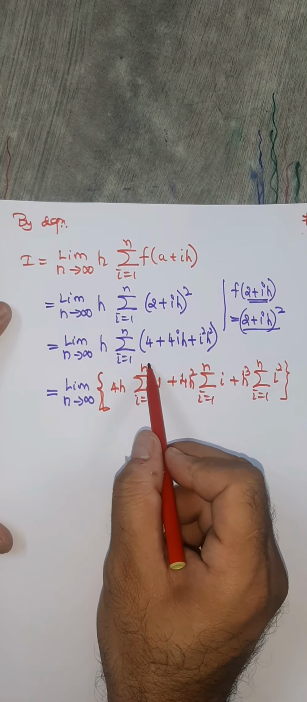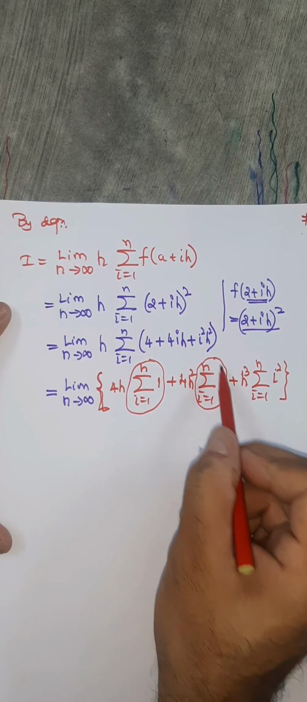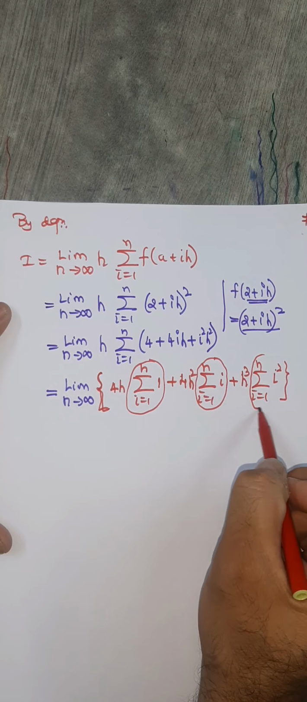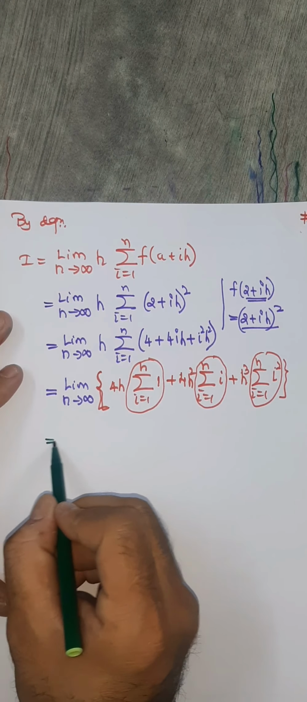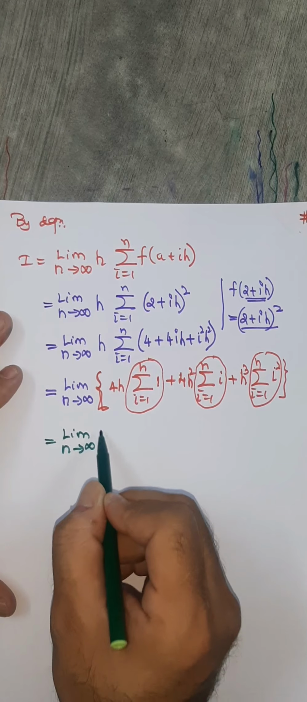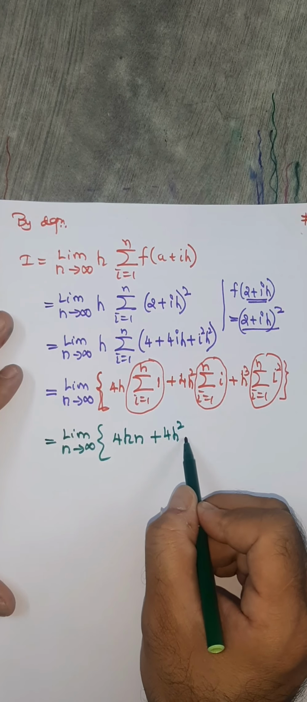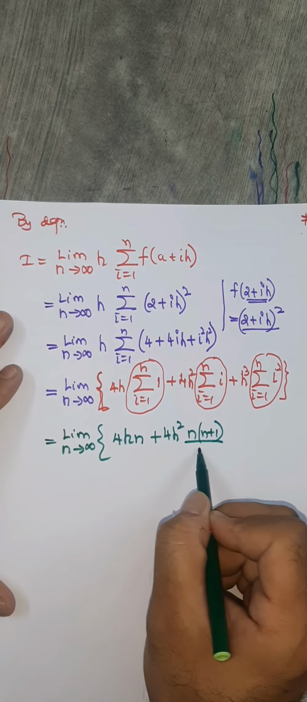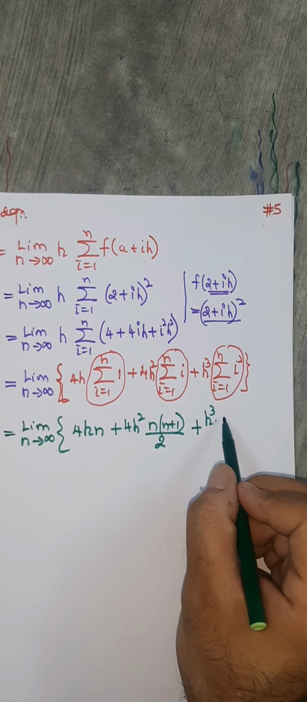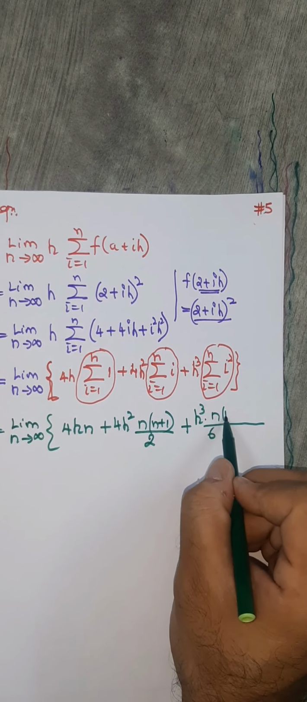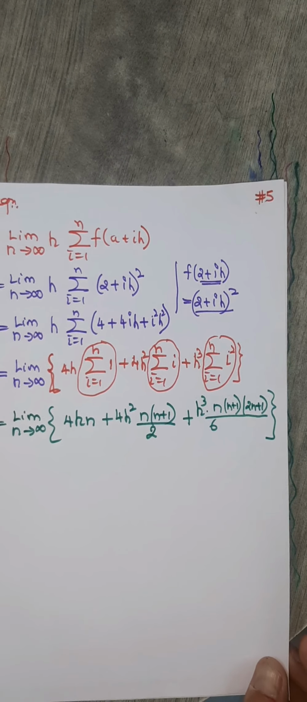Now you know this is 1 plus 1 plus 1, how many times? N times, so this is n. This also you know, n by 2 into n plus 1, we did this. These are also known, so we place these values now. If I place these values here, this is the limit n tends to infinity of 4hn, plus 4h square as it is, times n into n plus 1 by 2 as I explained in the beginning, plus h cube as it is. What is this? N by 6 into n plus 1 into 2n plus 1. This is a very standard formula, we know it.